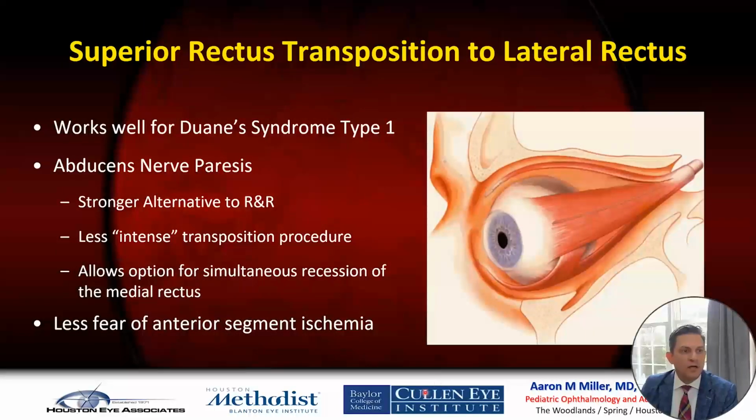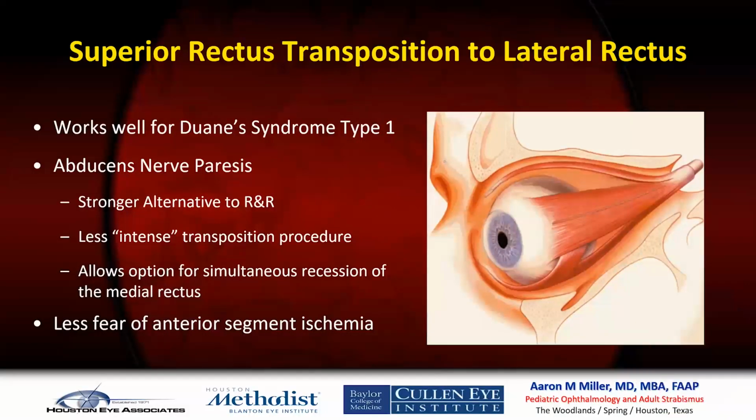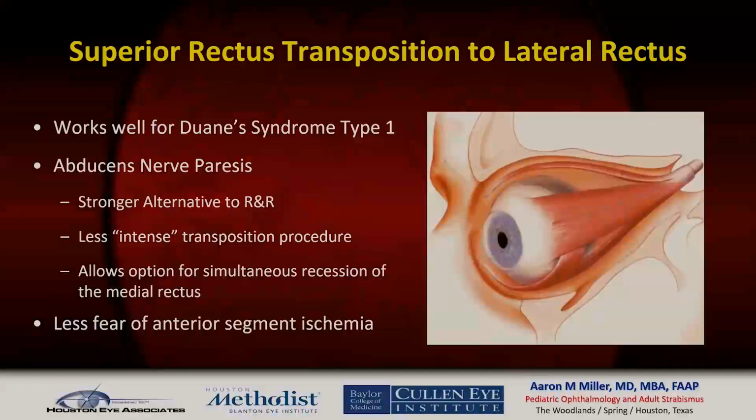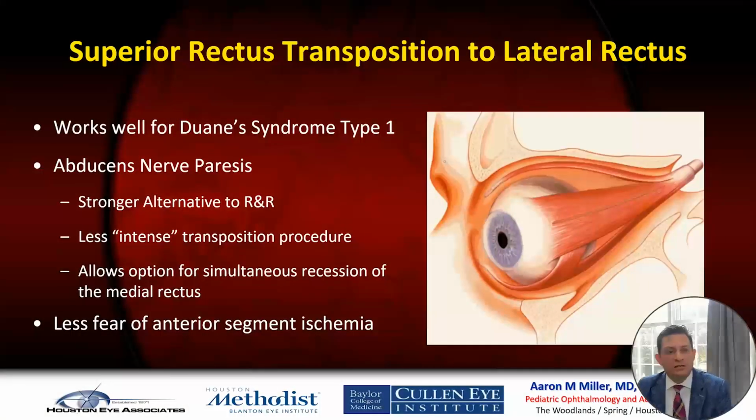So this procedure, transposition to the lateral rectus muscle, works well for Duane's type 1. I also find that with abducens nerve palsy, it's a stronger alternative to a typical R&R. And the decision about which one to use is often tied to the size of the deviation and how much function the lateral rectus will have.